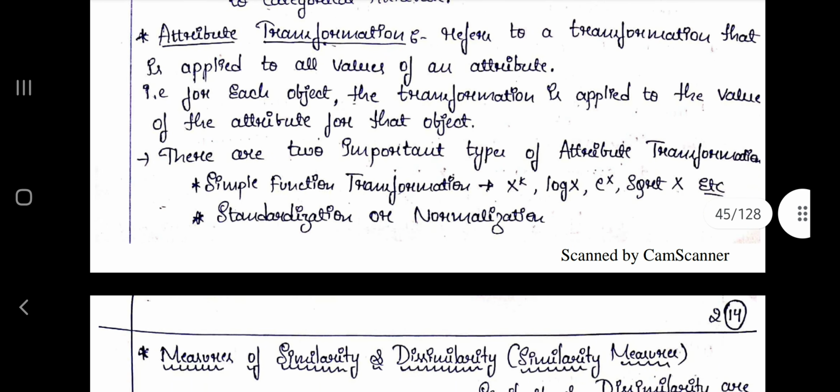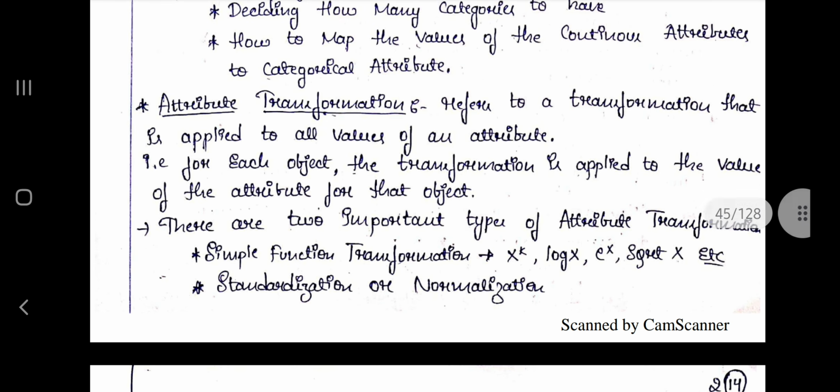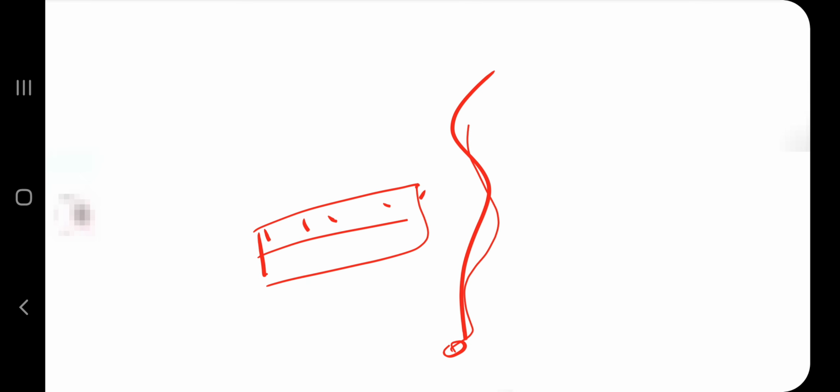Attribute transformation means sometimes the attributes are not applicable to the data given, right? For example, if you have a 10 centimeter scale and you are asked to measure the coastline length of India, you cannot measure using the 10 centimeter scale. So what you will do is the transformation. You measure the length for a part of the coastline, and then integrate it for the whole coastline.